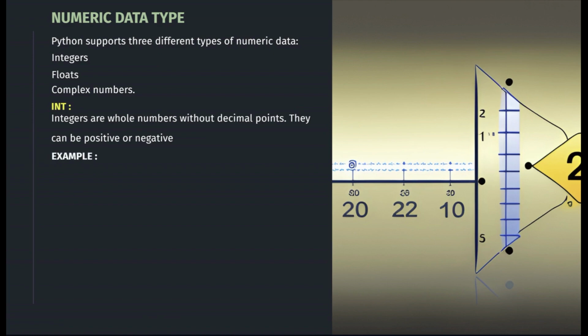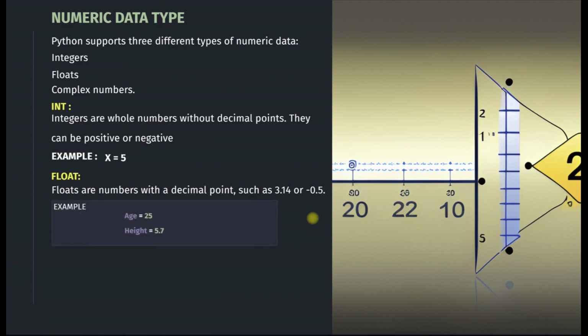For example, x is equal to 5. Here 5 is an integer number. And let's see what floats are. Floats are numbers with a decimal point, such as 3.14 or 0.5. The numbers which have a decimal value are called float numbers. For example, let's take age is equal to 25. We stored the integer value 25 in the age variable, and we stored 5.7, a float number, in the height variable. So these are two kinds of numeric data types.